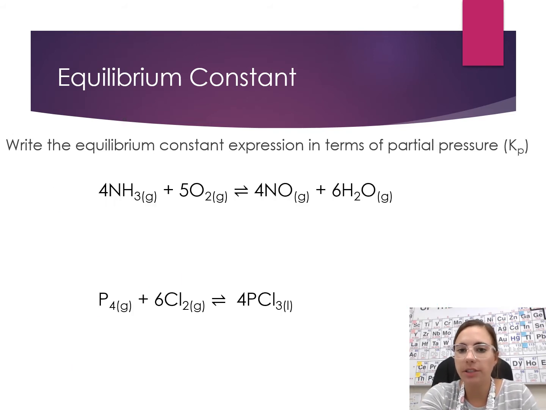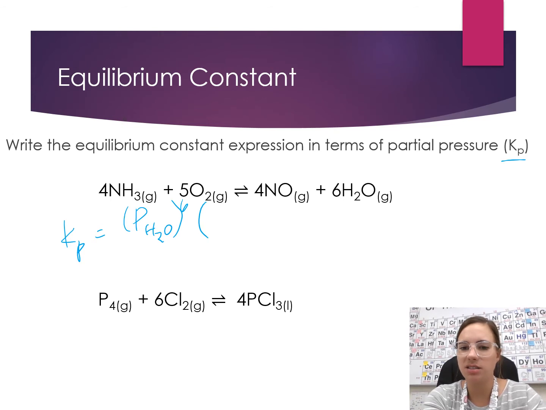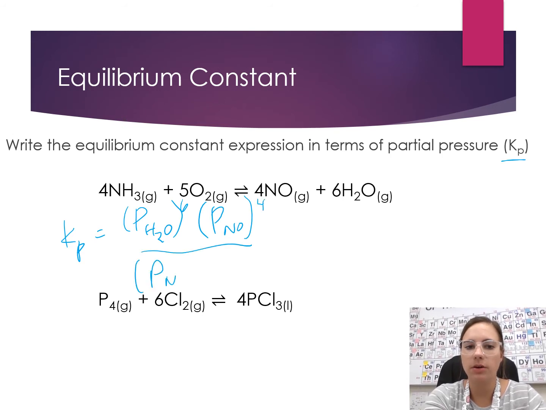This time it asked me to write the equilibrium expression in terms of Kp, so in terms of partial pressure. So the only thing I'm going to change is that I'm going to write Kp, and instead of using brackets, I'm going to use the capital P, and I use parentheses just to keep the subscript kind of outside of it. The products over reactants raised to their coefficients.